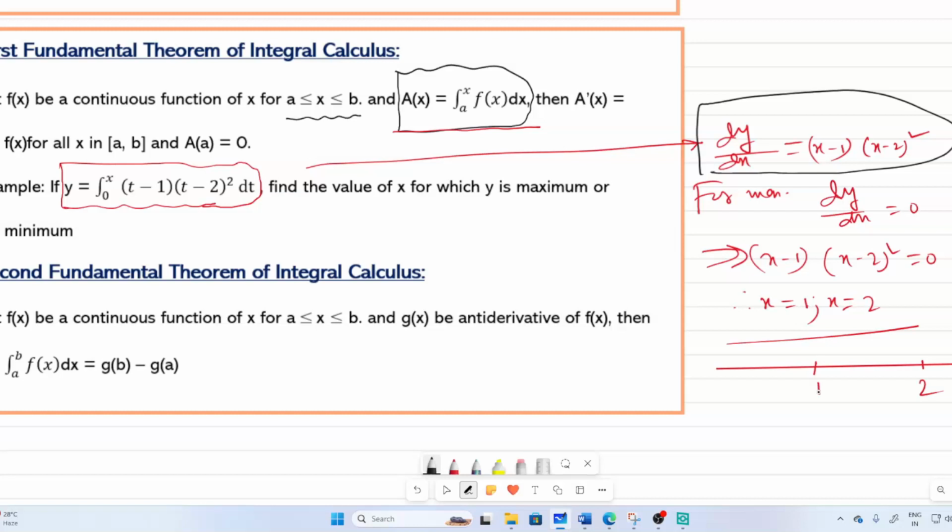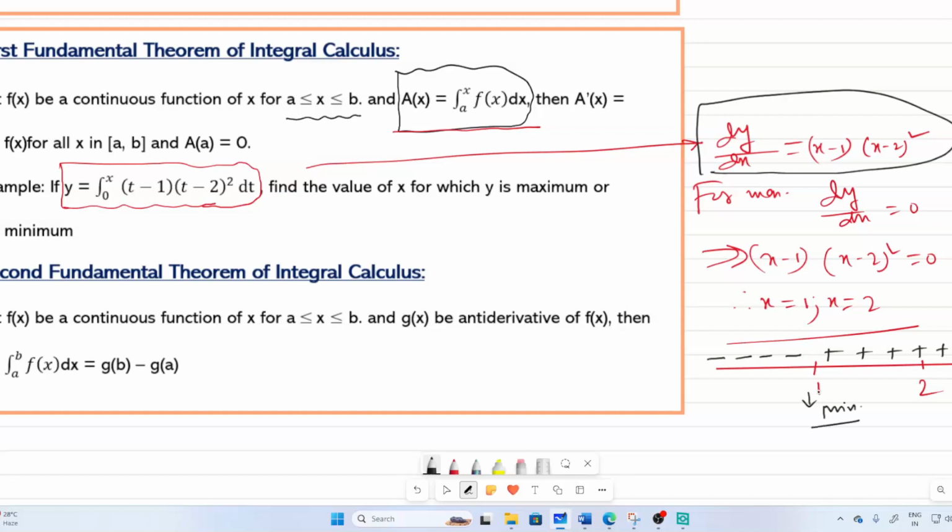This function's sign is not dependent on (x minus 2) whole square, since it is always positive, so it depends on x minus 1. Beyond 1, if you take any value on the right side of 1 it is positive, and on the left it is negative. So dy by dx at the point x equal to 2 doesn't change its sign, but at x equal to 1 it changes its sign. So this is the point of minimum over there.